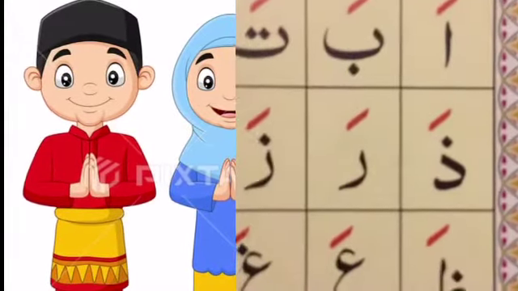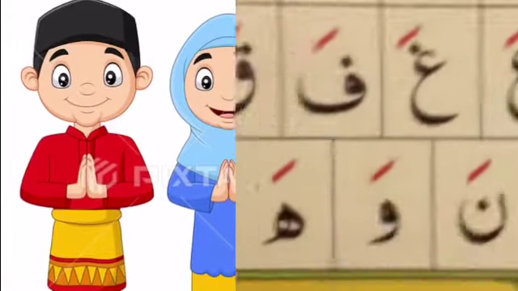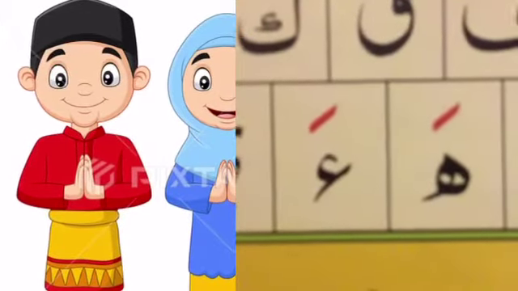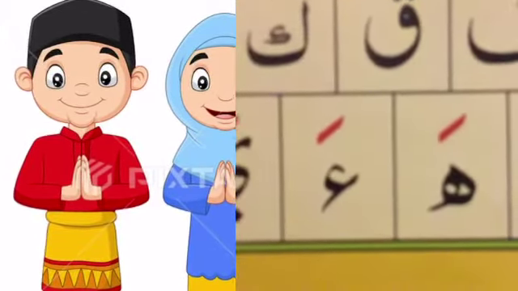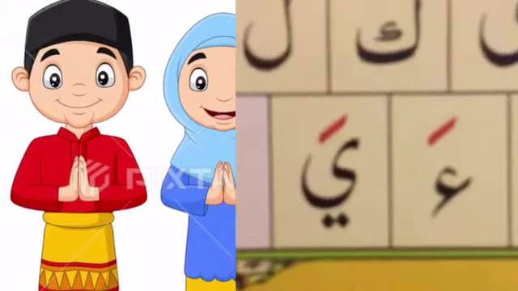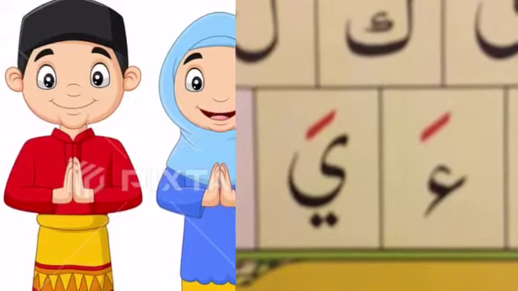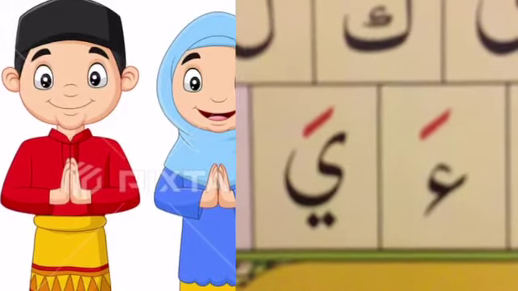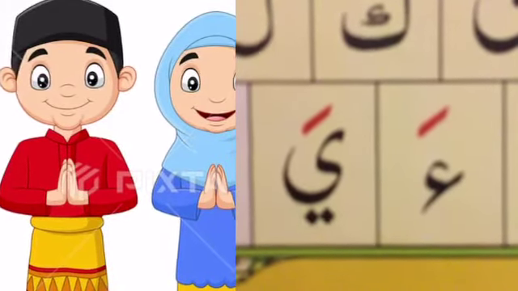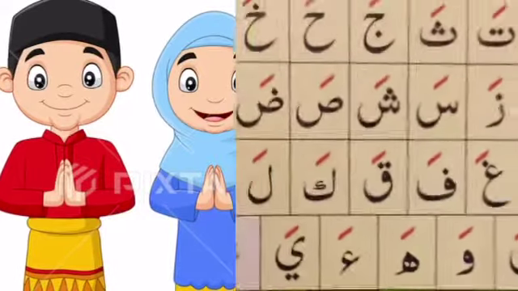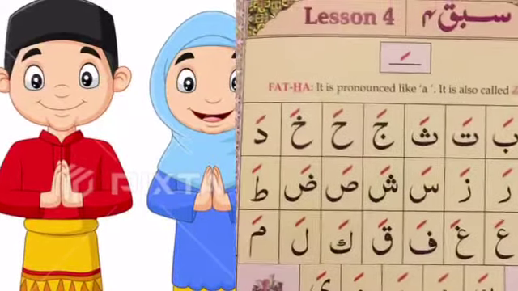So hamza and alif are the same. If I have alif with fatiha on the top, it will be a. And if I have hamza and I put fatiha on the top, it will be an a sound. And then you got ya. Ya, the letter is ya. And when you put fatiha on the top of the letter, it becomes ya. So that was lesson 4.